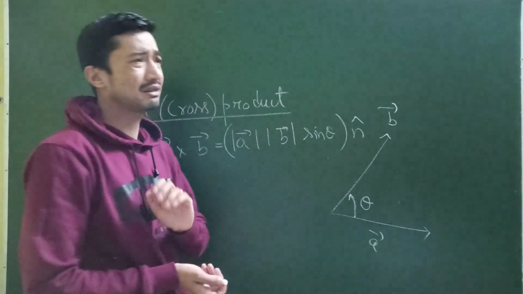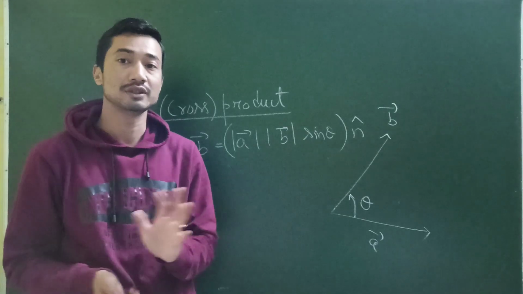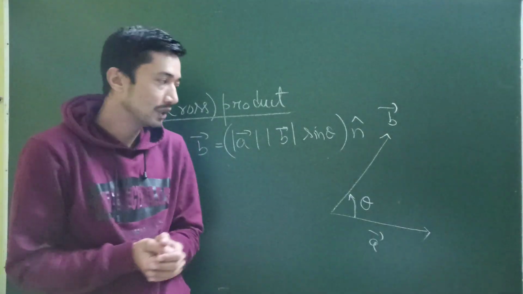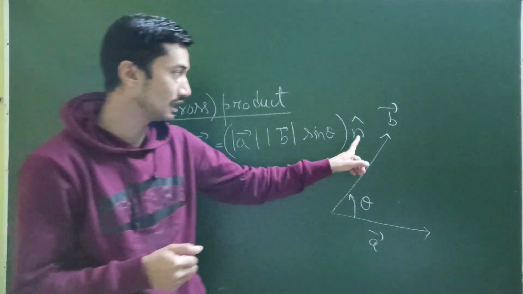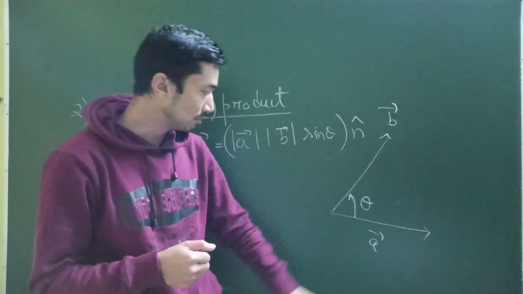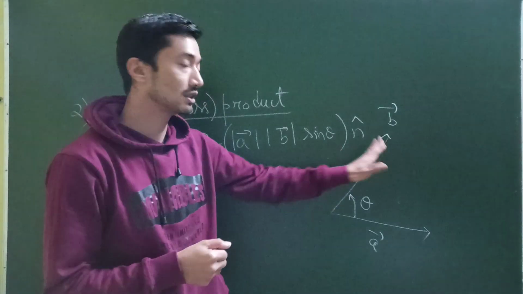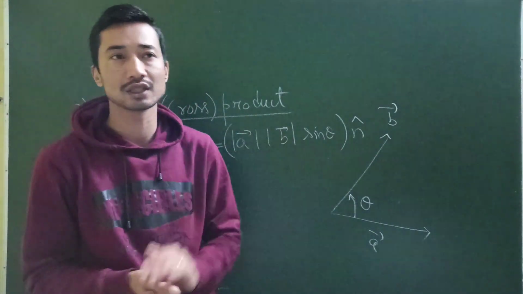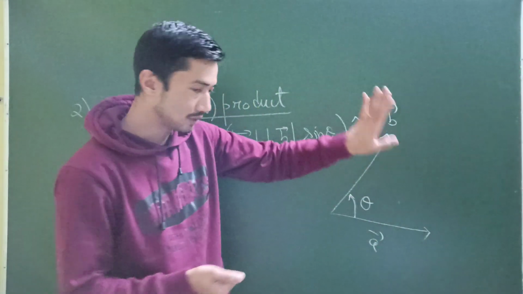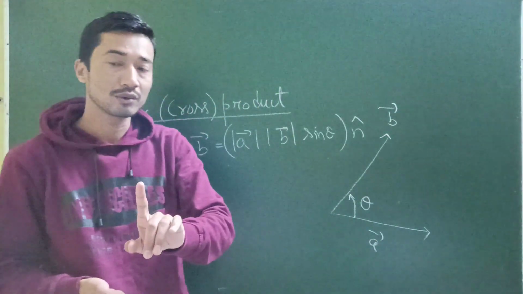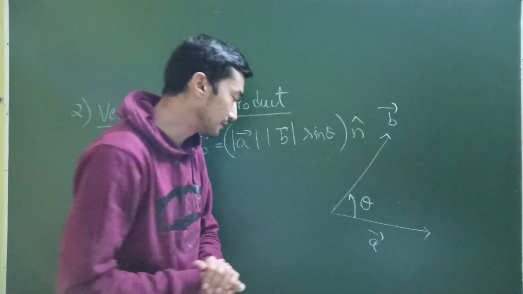Now for that, of course, there are many rules given by many ways to find out the direction of this n cap. But of course, it does tell us that this n cap is going to be perpendicular to the plane of vector A and vector B also. That means that the resultant vector will be such a vector that is going to be perpendicular to vector A as well as vector B. Very important property. Always keep that in mind.